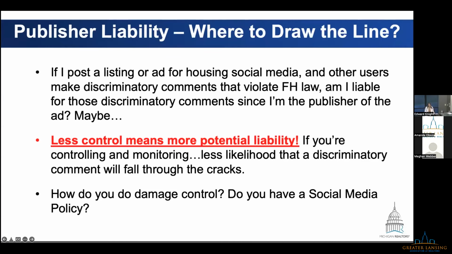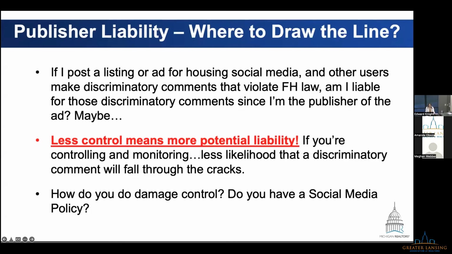So I do think it's safe, at least, to say that the less control you have over your social media, over the things you post and put online, the more potential there is for liability, because if you are controlling and if you are monitoring those social media posts, there's just less likelihood that some kind of discriminatory comment is going to fall through the cracks. You really want to catch that stuff before the entire world sees it.